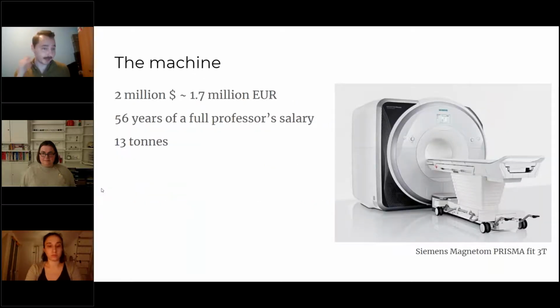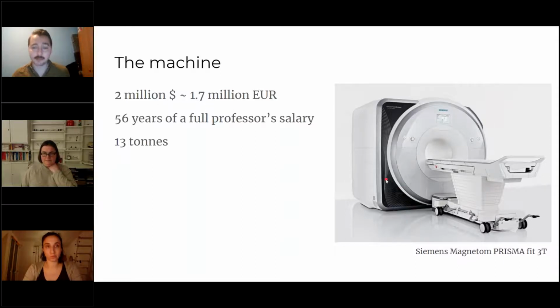Right. So the fMRI machine, this is how it looks. This is a standard 3 Tesla magnetic field strength fMRI machine. It's a Siemens one. I chose this picture specifically because I think this is the type of machine that we have in Paris at the CENIR, which is the neuroimaging center of the ICM, the Institute for Neuroscience and Nervous System Science in Paris. One of these costs around $2 million, or about 1.7 million euros.